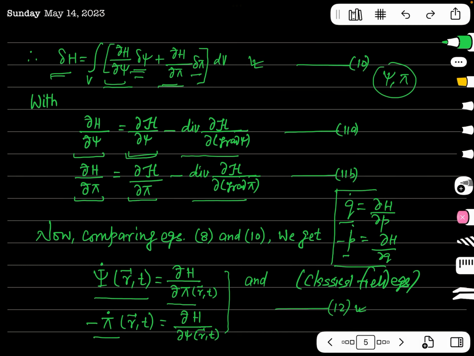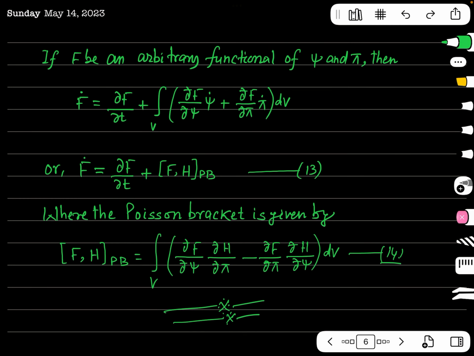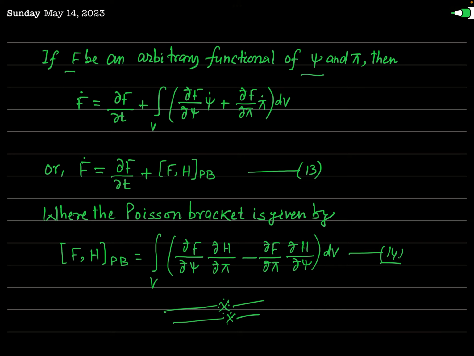Now, in general, consider that f is any arbitrary functional of psi and pi. Remember, I am not saying that f is a function of psi and pi, I am saying that this is a functional of psi and pi. In that condition, if you find the ordinary derivative of f with respect to t, that is df by dt, which is equivalently written as f dot, that will be equal to del f by del t plus the integral over the functional partial derivative of f with respect to psi times psi dot plus the functional partial derivative of f with respect to pi times pi dot, dv.